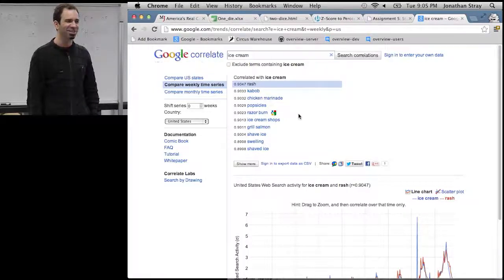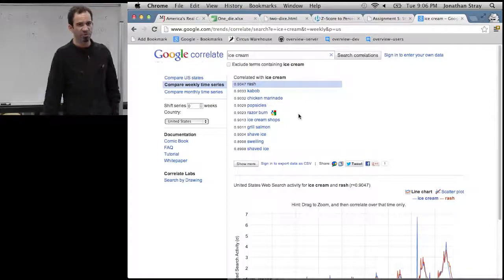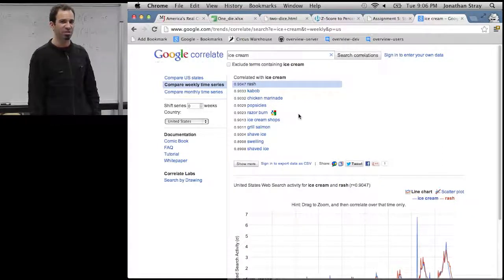Okay, we have one yes. Clearly you've never shaved. Yes, but does ice cream cause razor burn? So what causes razor burn in that scenario? Right, okay. So now we're getting somewhere with correlation and causation.